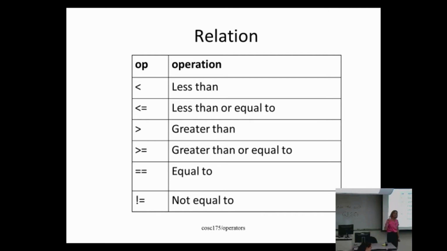So we have two families of operators. The first one is called the relational. The good news is they all look familiar to us, right? We all know less than, we all know greater than. The one difference is that less than or equals is going to be two symbols, not one, okay, because we can't do that on the keyboard.